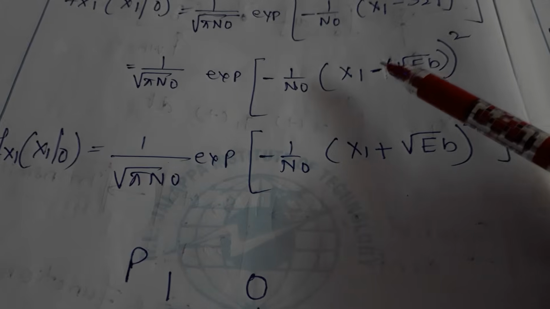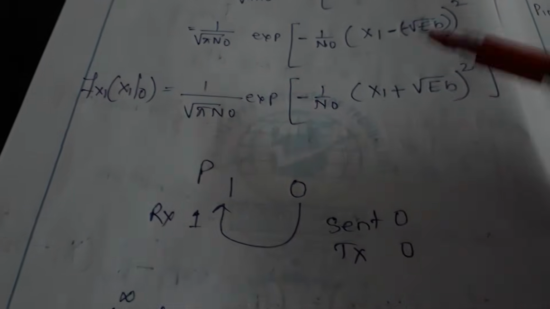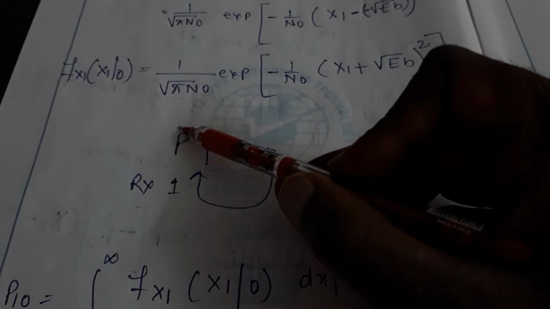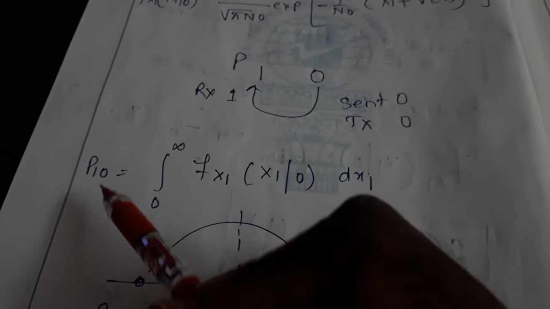So you can observe here 1 by root pi N naught exponential minus 1 by N naught, everything is there. Minus minus becomes plus. Now I'm talking about a conditional probability density: I have sent 0, I'm observing at x1. I'm not talking about the probability of error yet. Now here 0 becomes 1. So what I say, probability of 0 becoming 1. You can follow the arrow there, 0 becoming 1.